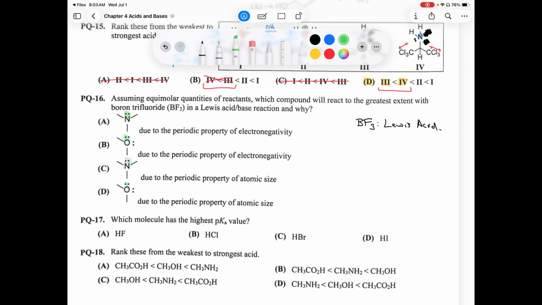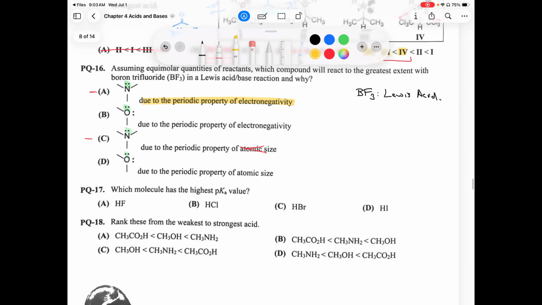Right away, we know that an amine is going to be a better Lewis base than an ether, is what we're seeing in C and D. Why? Because oxygen is more electronegative, so it pulls the electrons in more. Nitrogen is less electronegative, and so it doesn't pull the electrons in as much. And so the answer has to be either A or C. And as I just explained, it's not based off of atomic size, it's based off of electronegativity. And so the answer is going to be A.